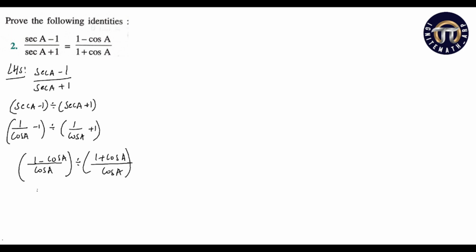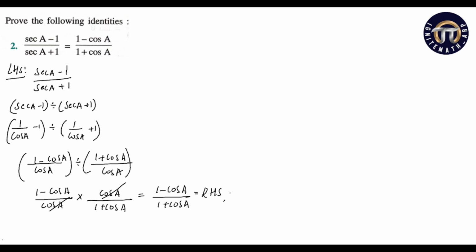Clear, children? So what I'm going to write here, 1 minus cos A, I'm going to keep as it is, by cos A. Since it is division, I need to take the reciprocal over here, cos A by 1 plus cos A. So now cos A will get cancelled, right? So now what I'm left with is 1 minus cos A by 1 plus cos A. If you look at the RHS, that is our RHS. Clear, children? I hope this is clear. So now let's move to the next one.